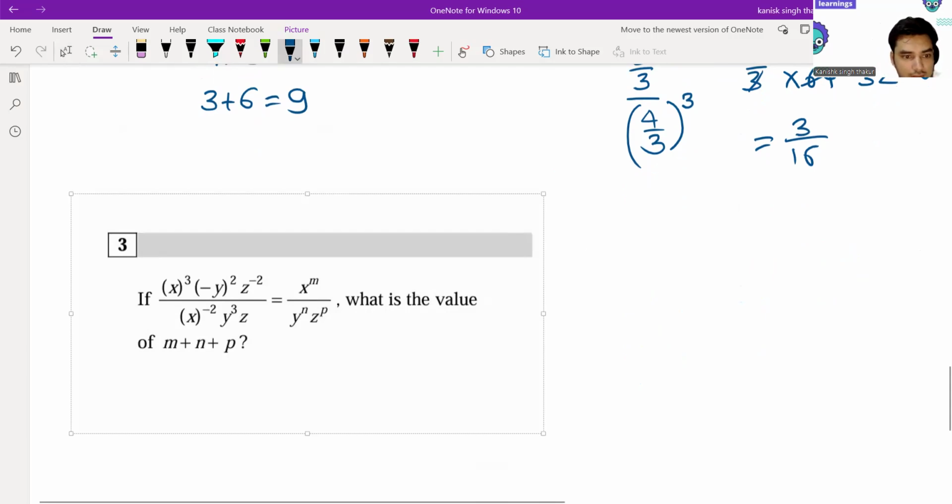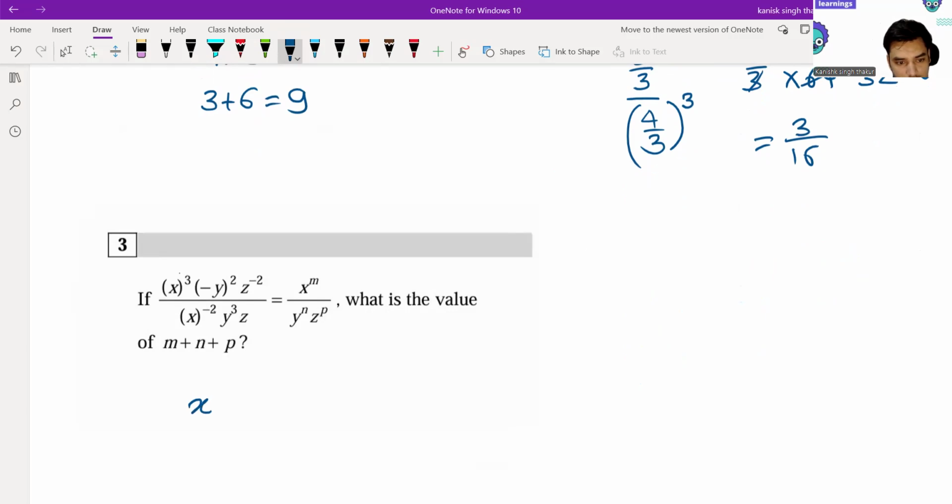So you have x cube minus y square z to the power minus 2 x to the power minus 2 y cube z, right? So x cube minus 2 will go up, so it will become x to the power 5, right? Y cube and minus 3 will go up, so it will become y to the power minus 1, right? But I want y down only, so instead of that, I'll write in the denominator only y, isn't it? Then z, I want it in the denominator, so z cube, right? So m is 5, n is 1, p is 3, right? So how much do I get? Again, I get it as 9. So for question number 3, again the answer is 9.